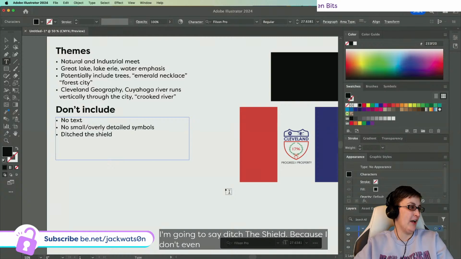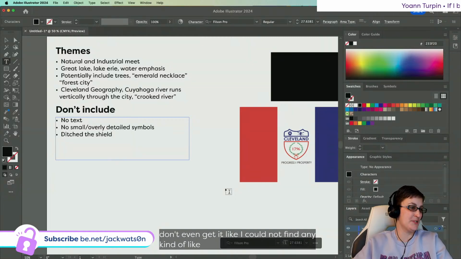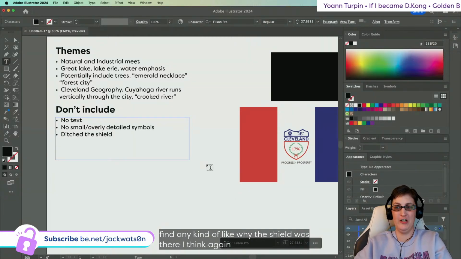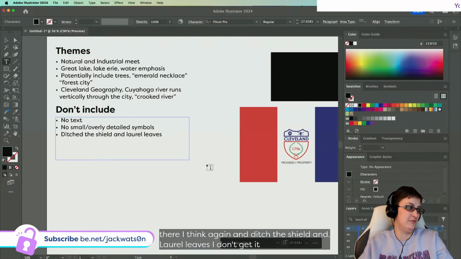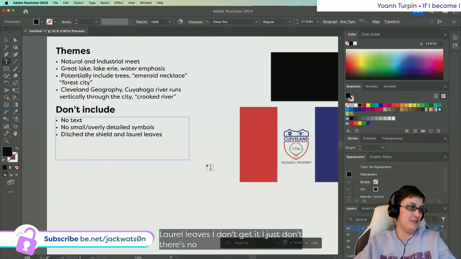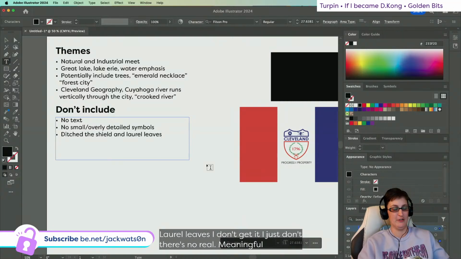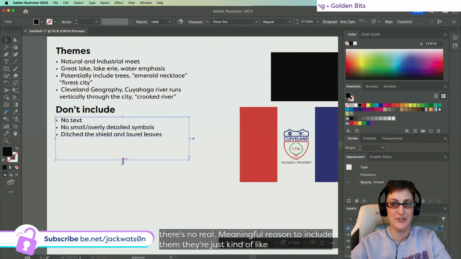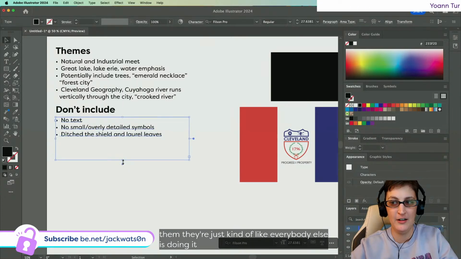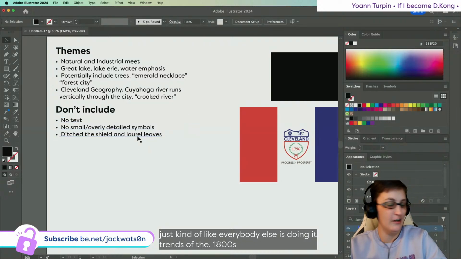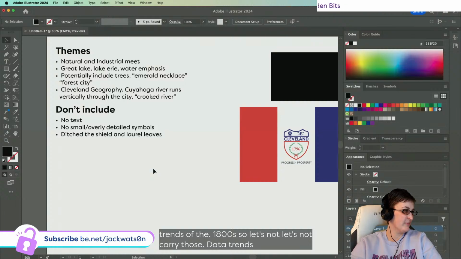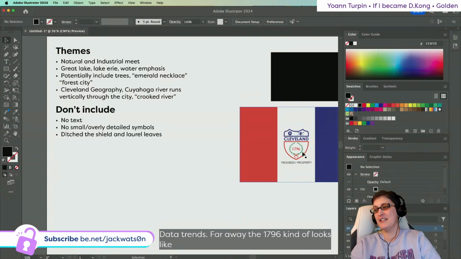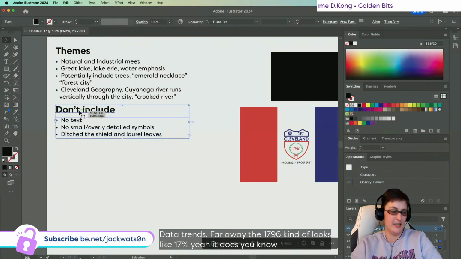Because I don't even get it. I could not find any reason why the shield was there. Again, ditch the shield and laurel leaves. I don't get it. There's no real meaningful reason to include them. They're just kind of like, everybody else is doing it. Trends of the 1800s. So, let's not carry those dated trends. Far away, the 1796 kind of looks like 17%. Yeah, it does. You know, don't include text.